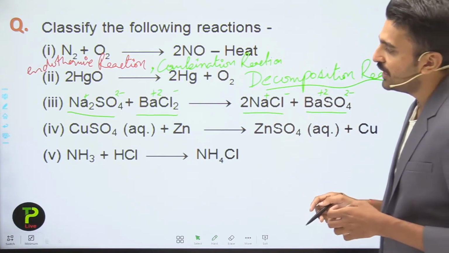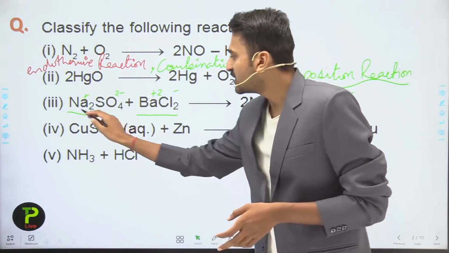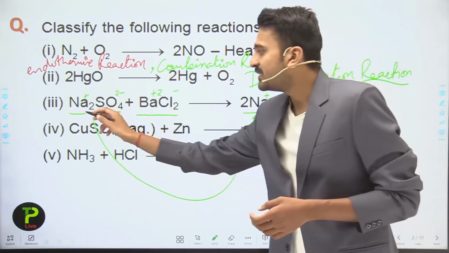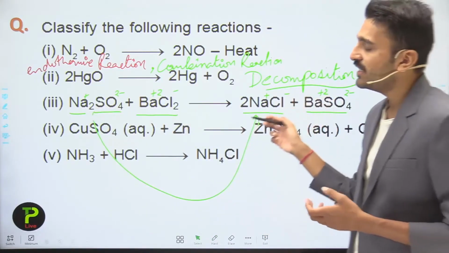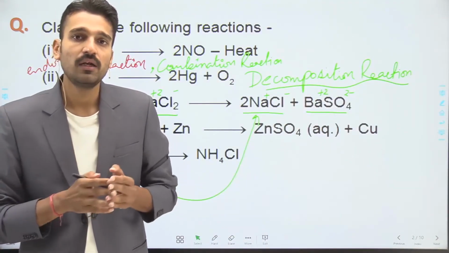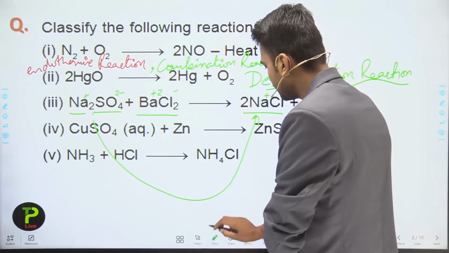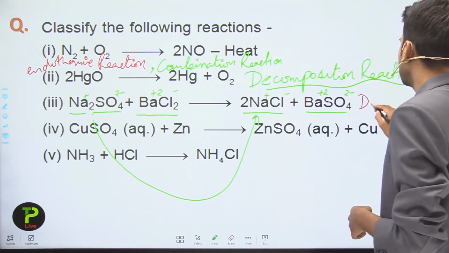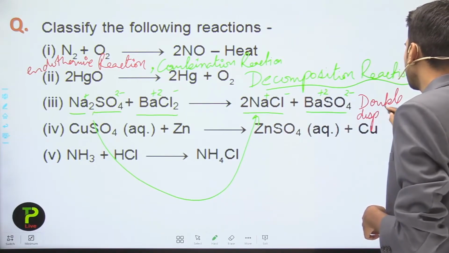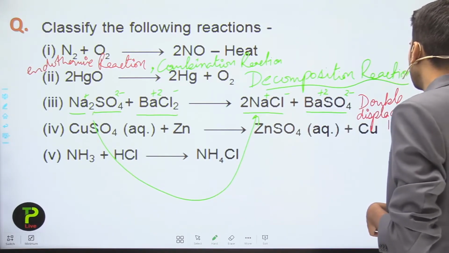So here you see that nothing changes, no charge is changing, simply there is an exchange of radicals. The cation is exchanged with the cation and the anion is exchanged with the anion. So this particular type of reaction is a double displacement reaction. So I am naming it here as double displacement reaction.